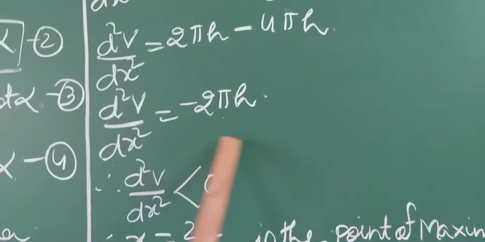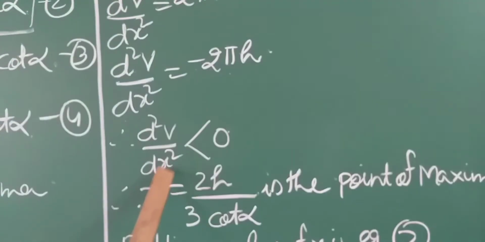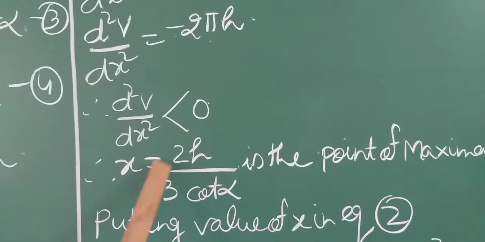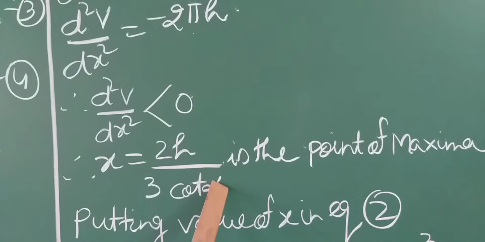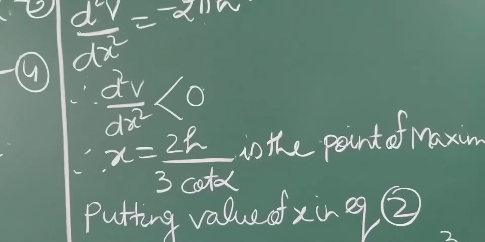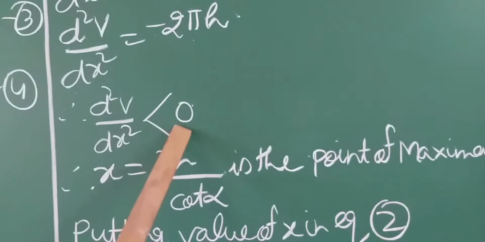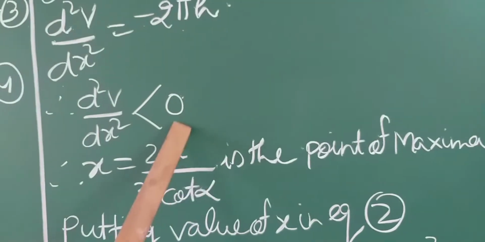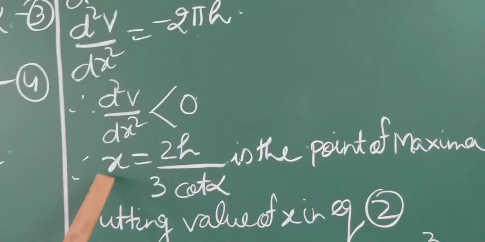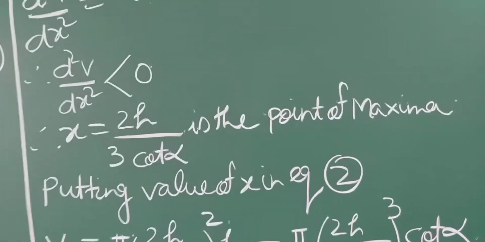Okay, so it is negative, means d square v upon dx square value is less than 0. Therefore 2h upon 3 cot alpha is the point of maxima. When the value of second order derivative is negative, means less than 0, then the point will be the point of maxima, students. Okay, so x equals 2h upon 3 cot alpha is the point of maxima.